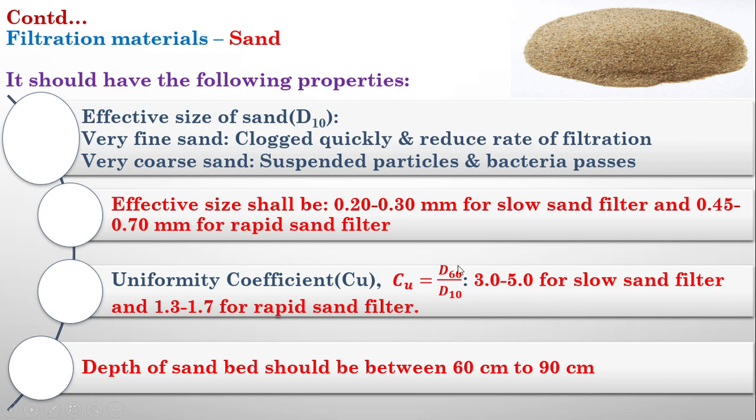And the uniformity coefficient: uniformity of particle size can be represented by D60 by D10. D60 and D10 are the effective diameters of particles finer than 60% and 10%. So the D60 by D10 value should be between 3 and 5 for slow sand filters and 1.3 to 1.7 for rapid sand filters. And the depth of the sand bed should be 60 to 90 centimeters. So these are the properties of sand to be chosen as a filter.